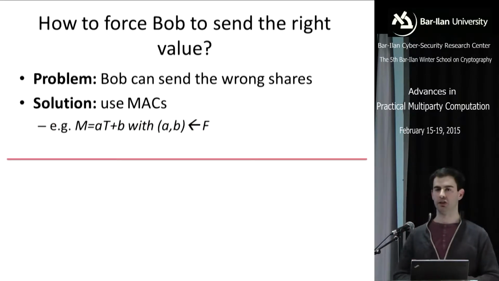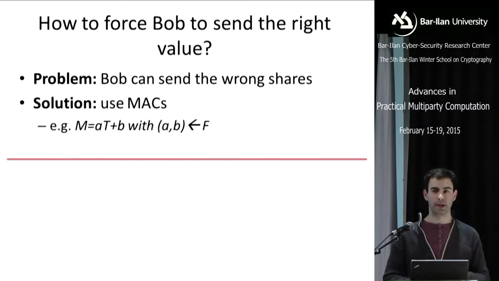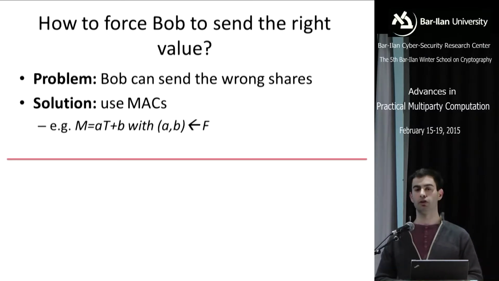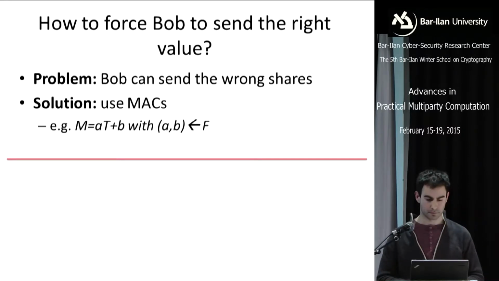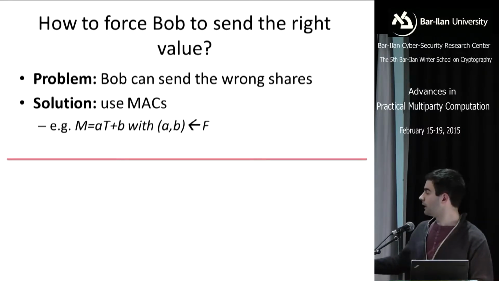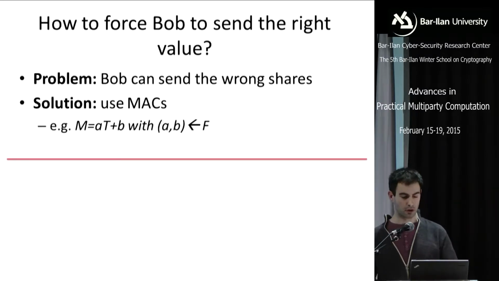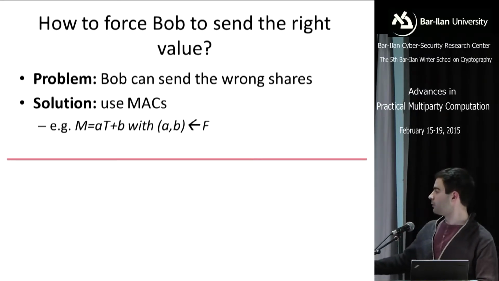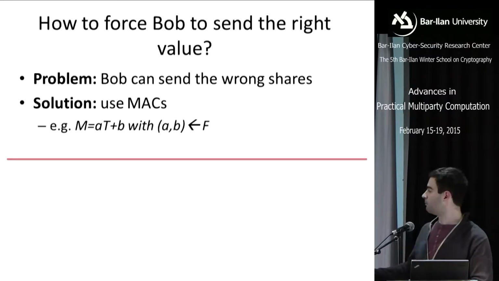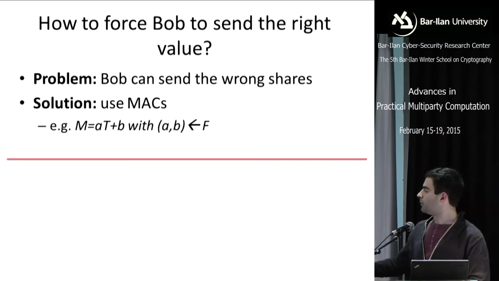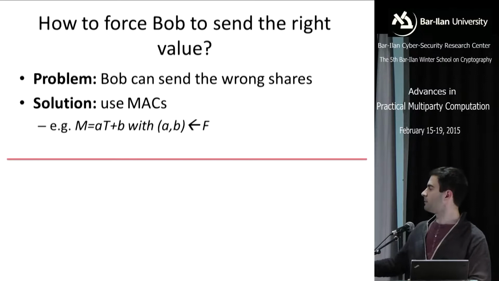We use message authentication codes. And we are lucky enough that we can use message authentication codes, which are information theoretic, since we only have to use them once. So in particular, the following here is a very nice information theoretic message authentication code. The key is A, B, which are just 2 field elements. F is some field here. So you sample A and B, and then you compute the MAC of some entry T as A times T plus B.